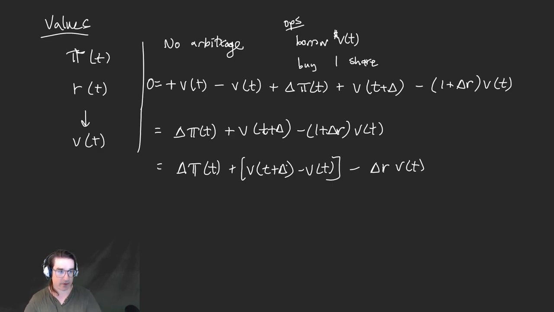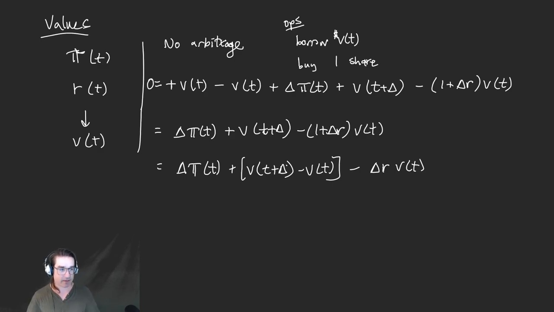So you get the dividends, you get the stock, however much it appreciated, which could be negative, and then you pay r times V. You pay delta r times however much you borrowed. So you're paying an interest rate for a brief instant of time.